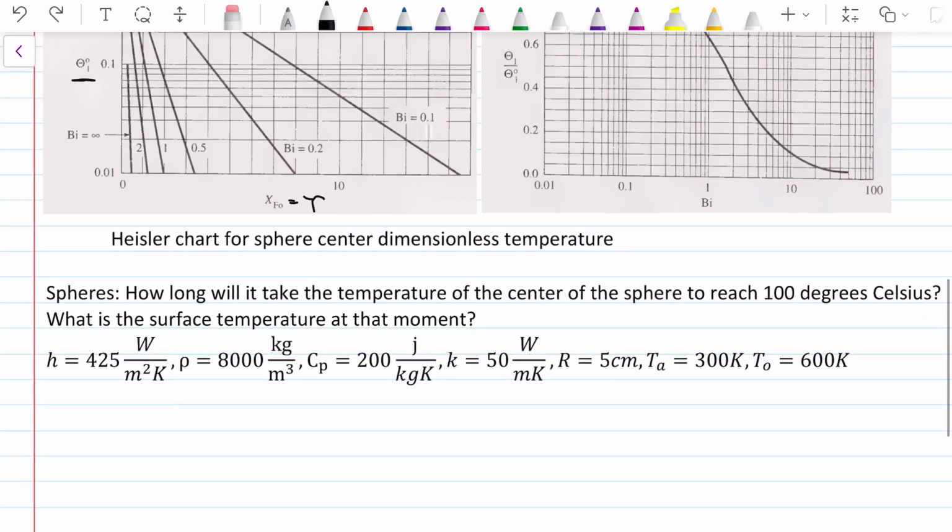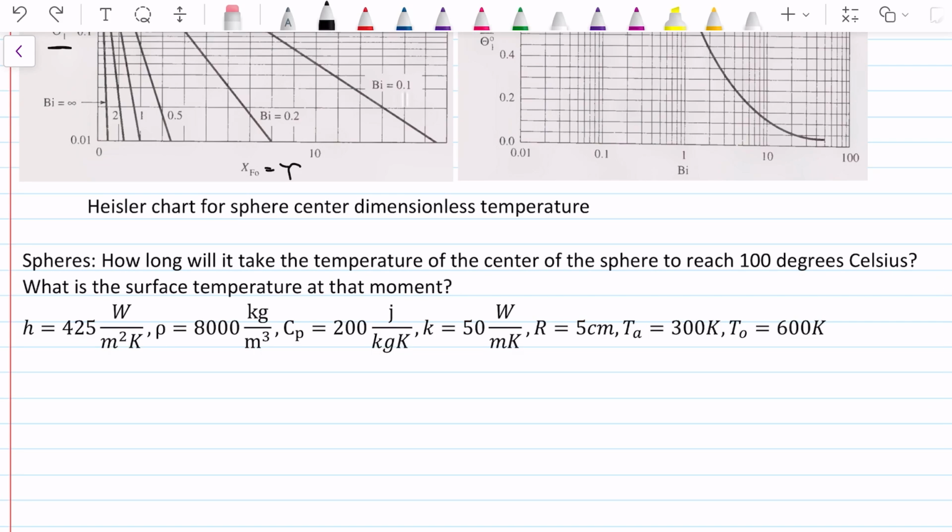So let's look at a question. For a sphere, how long will it take the temperature of the center of the sphere to reach 100 degrees Celsius, and what is the surface temperature at that moment?